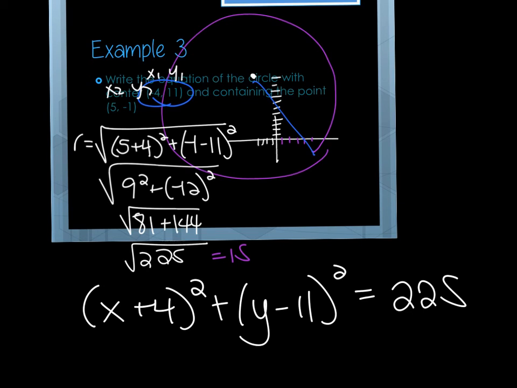Why is it 5 plus 4 and a 5 minus? Because the 4, I know I wrote on top of it, but the 4 is negative. So it would be 5 minus a negative 4, which would become positive.